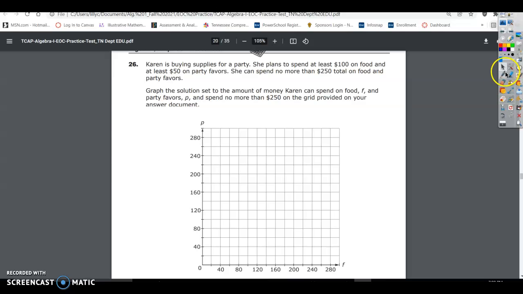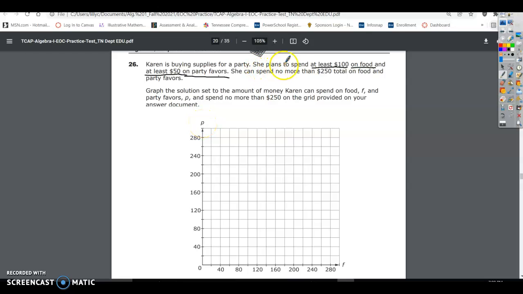All right, so let's look at what we are given. It says she's going to spend at least $100 on food. Okay, she's going to spend at least $50 on party favors. All right, so let's look down here. This says F, so that's going to represent food, and P is going to represent party favors. So let's start with what we're given here.